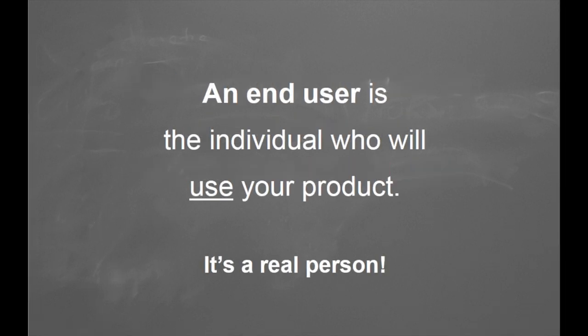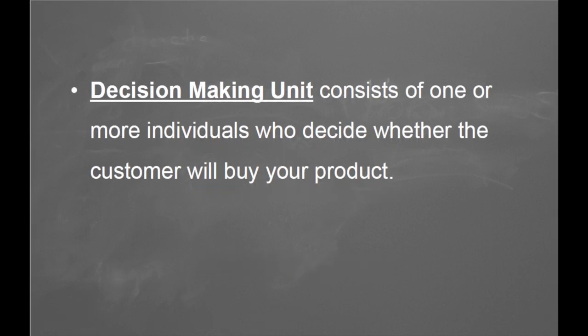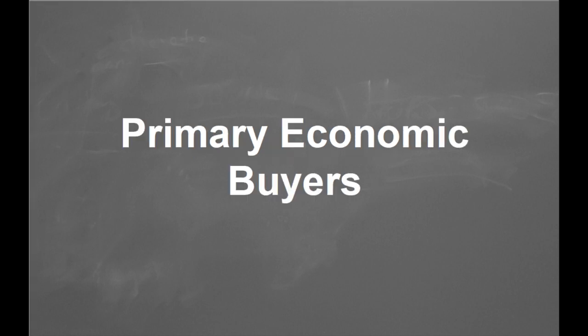The end user is the one who actually uses the product. The decision-making unit, which we're going to get into a lot more detail later, is made up of primarily four different elements. First of all, the advocate. This is the person who's going to push forward to make the decision. The second is the primary economic buyer. This is the person who has the money to buy the product.